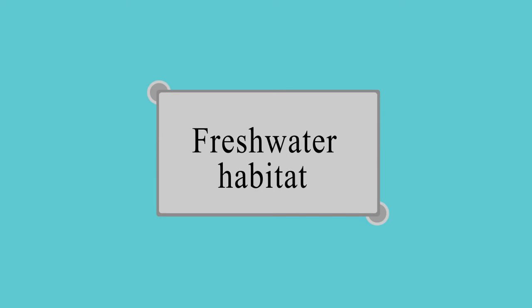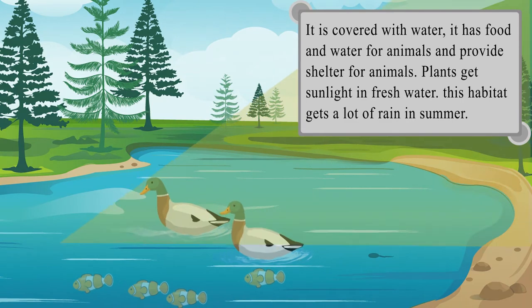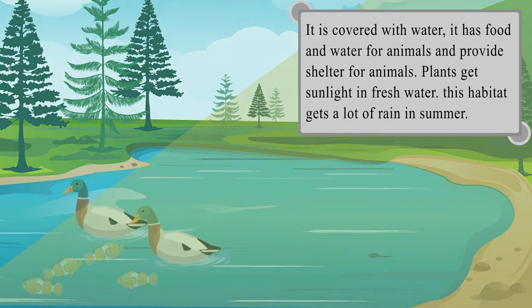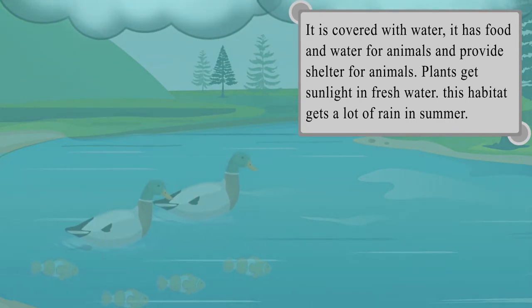Freshwater habitat. It is covered with water. It has food and water for animals and provides shelter for animals. Plants get sunlight in fresh water. This habitat gets a lot of rain in summer.